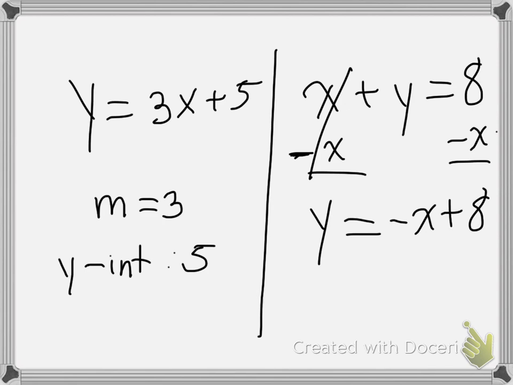So if I ask you, what's the slope here? The slope is the number next to the x. There's an invisible 1, and it becomes -1 because of this negative sign right here. And the y-intercept, in my example, is at 8.